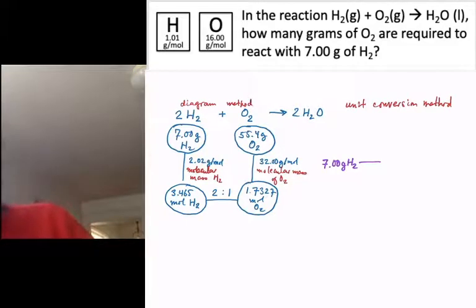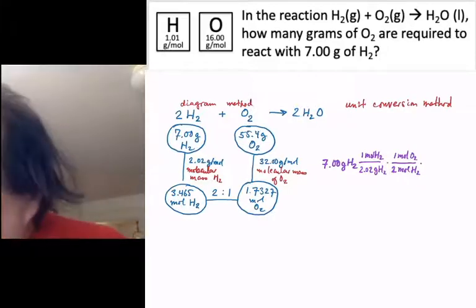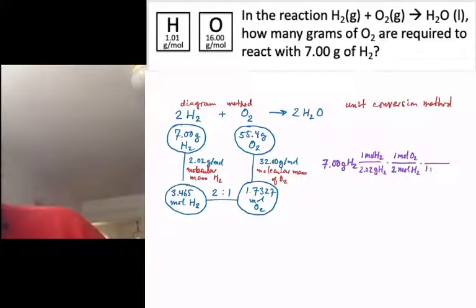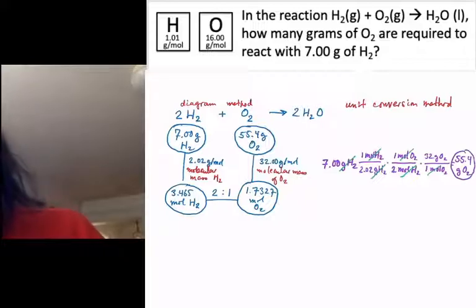We know that 2.02 grams of H2 corresponds to 1 mole of H2. We know that 2 moles of H2 are exactly what's needed to react with 1 mole of O2. We now know that 1 mole of O2 is 32 grams of O2. There's that wonderful cancellation of units. Numerator cancels denominator, numerator cancels denominator, numerator cancels denominator, and we multiply that all together. We get 55.4 grams of O2, the same answer that we got before.